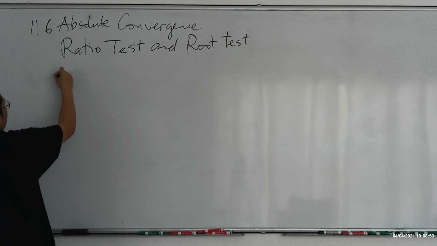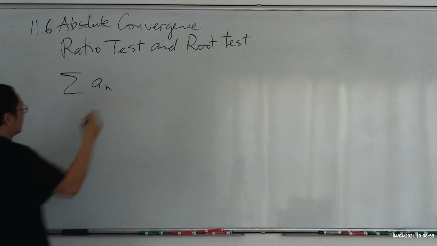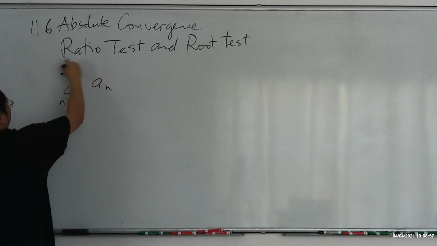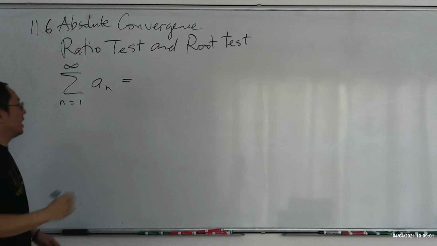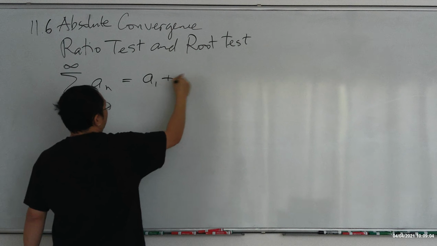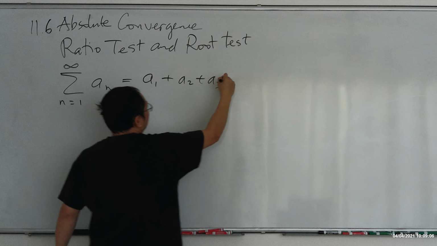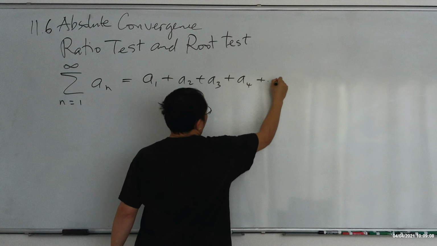We have a series, a_n in general, right? Say n runs from 1 to infinity. This is how our book denotes a series. So we start from 1 most of the time. So this means what? a_1 plus a_2 plus a_3 plus a_4 plus and so on.